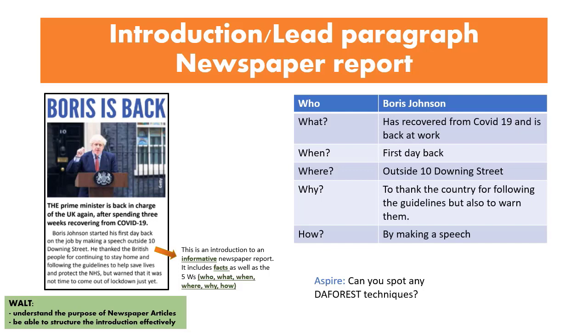You've got the alliteration. You have factual information. Okay, the Prime Minister is back. So we know that Boris Johnson is the Prime Minister. We have emotive language, but warned that it was not time to come out of lockdown just yet. Just that warning, creating some sort of emotion, still a little bit of fear. Okay, so that's a few techniques.